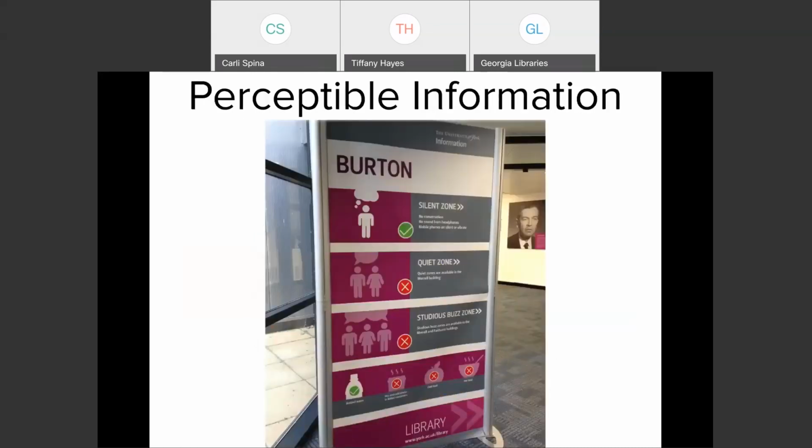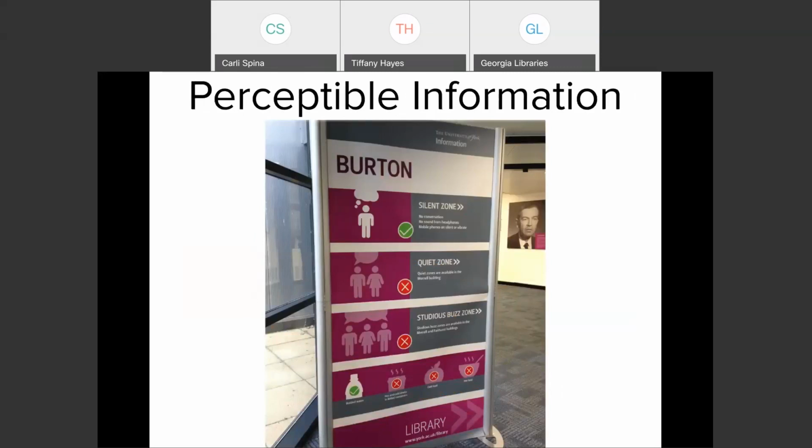Perceptible information. I already mentioned this one, but it's a very important one that when done well can be very useful to a lot of different people. Basically, perceptible information means that you want to make sure that whatever information you're trying to convey is perceptible to the greatest number of people possible.